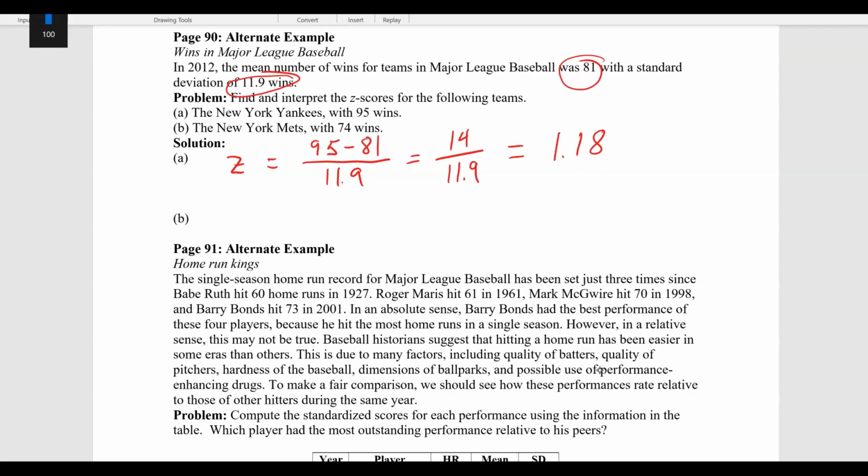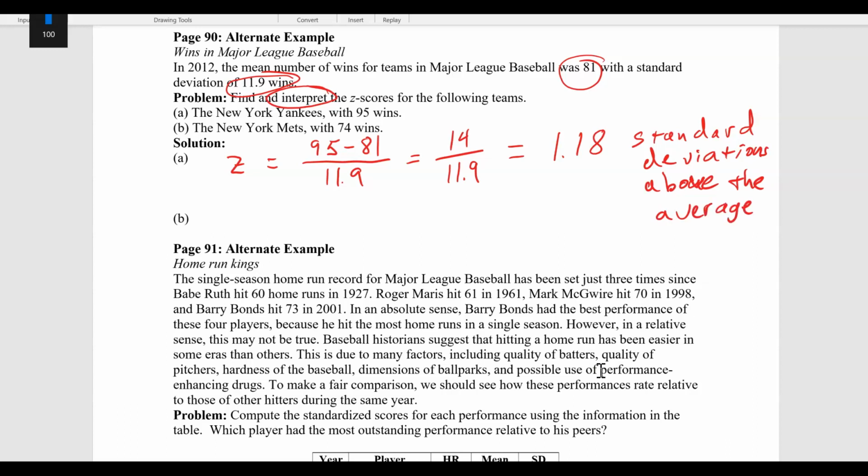Okay, and remember, it says find and interpret, right? So this means that they were 1.18 standard deviations above the average. That's what that means.